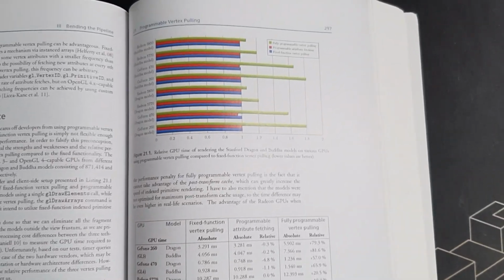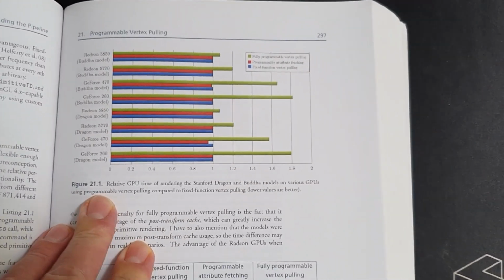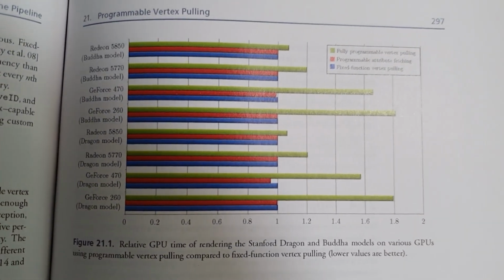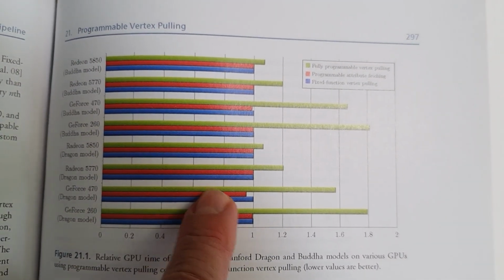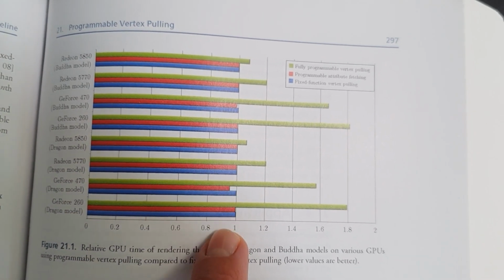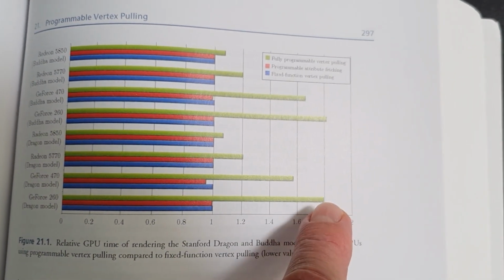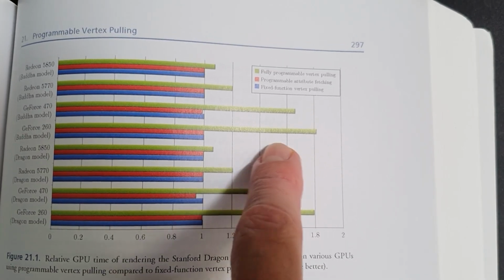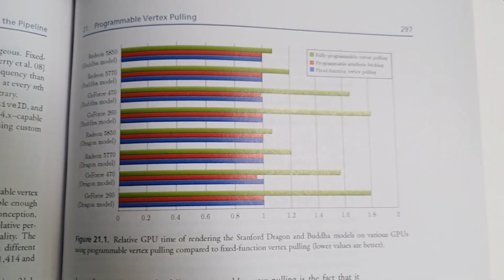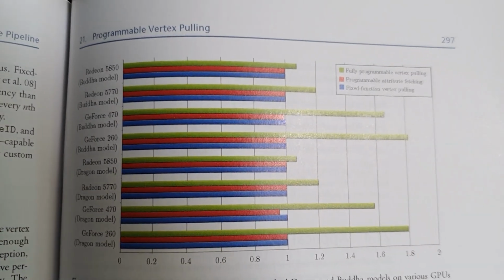The performance experiments that Daniel conducted on the 2012 GPUs show that programmable attribute fetching is pretty much on par with the fixed function operations. The fully programmable vertex pulling had a noticeable decline in performance, which is speculated to be the result of not being able to use the post-transform cache in this technique.